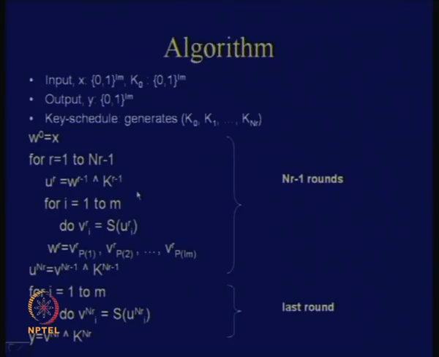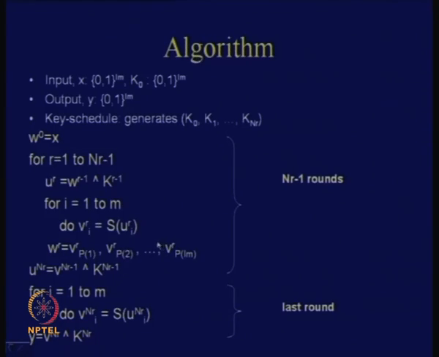you do a key XORing, and then you do the S box operation. How many S boxes are there? There are M S boxes. You apply the first S box, second S box, and so on till the Mth S box, and obtain the corresponding outputs. The outputs are stored in the variable V, which now stores the output of the S box step.